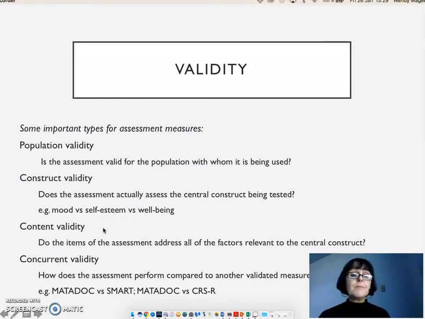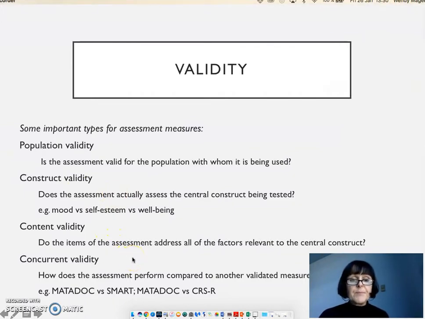So, for example, if you're interested in mood, in how music therapy might change the mood of your population, you wouldn't be choosing a self-esteem scale because that's quite different. Similarly, if you're looking at well-being, mood and self-esteem might be parts of those, but they're not the central construct of well-being. So you would be looking to find an assessment that actually measures well-being. So all of this is to do with construct validity. Does the assessment actually assess the central construct of interest?